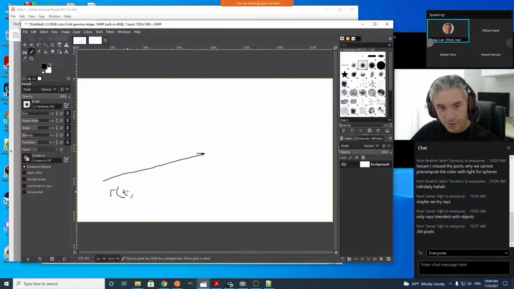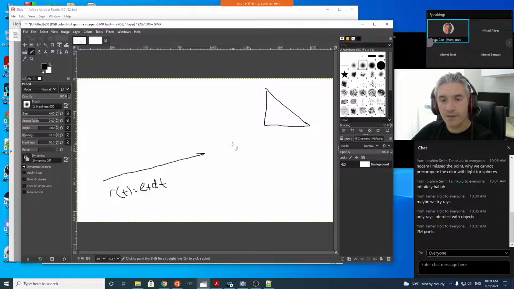It has an equation: E plus dt. It starts with some E location and goes in the direction D, and this is our ray equation. Now we have a three-dimensional triangle, and our goal is to find the intersection.